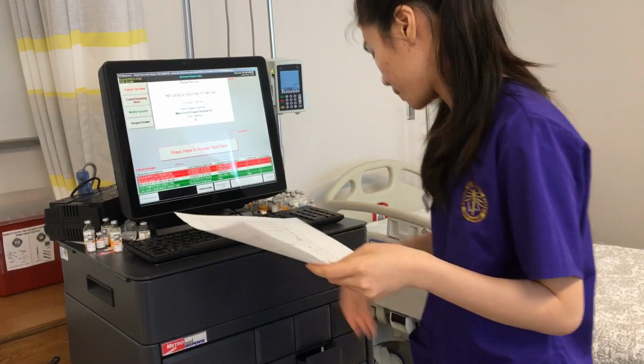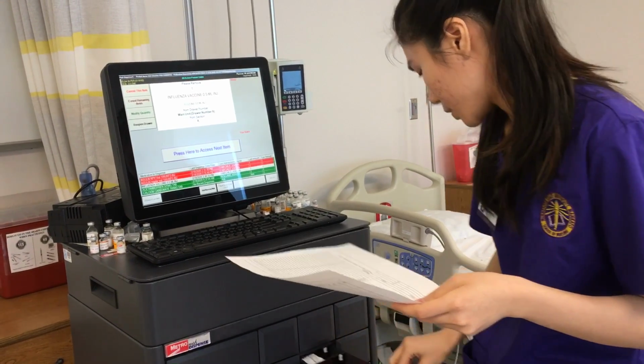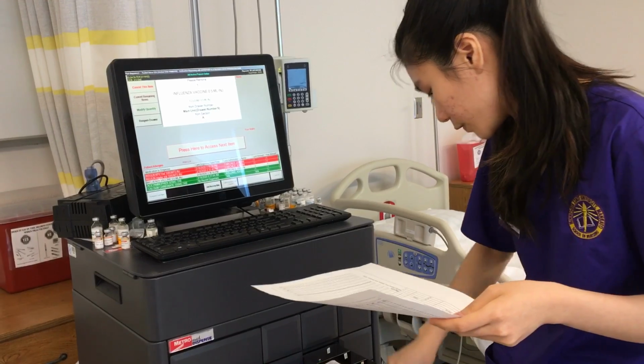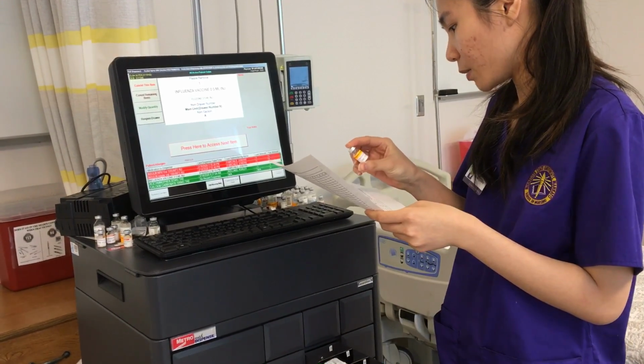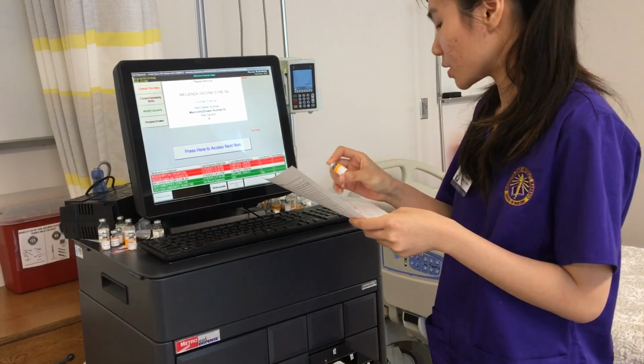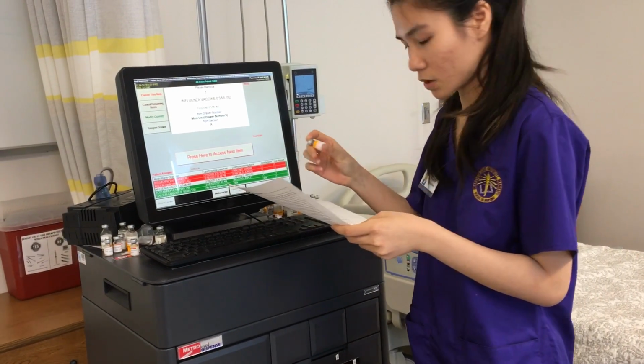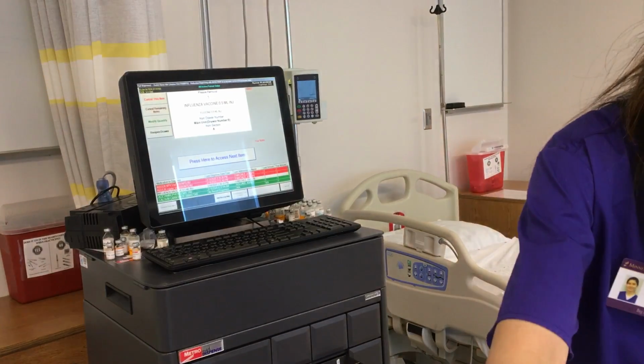Next item is the influenza vaccine, 0.5 milliliter. Expiration date is good. Okay.